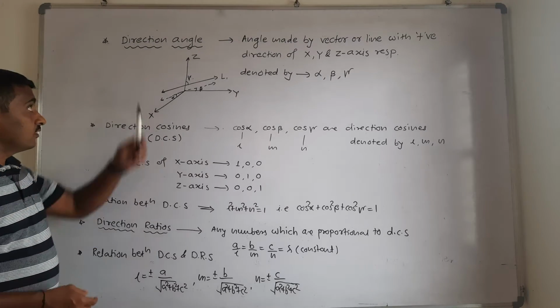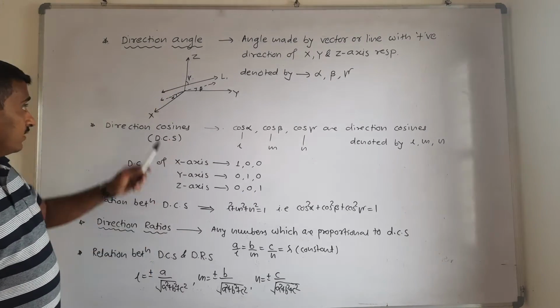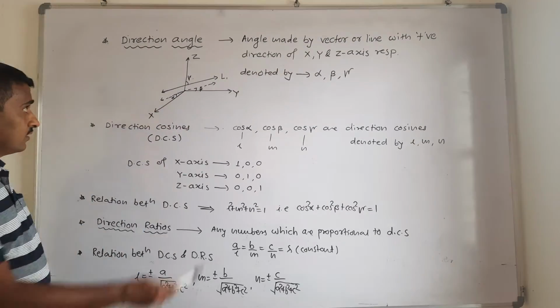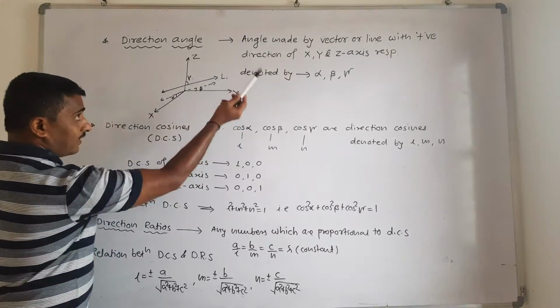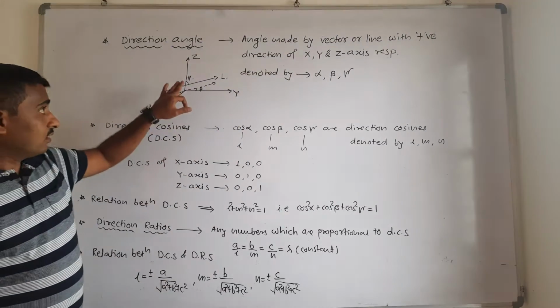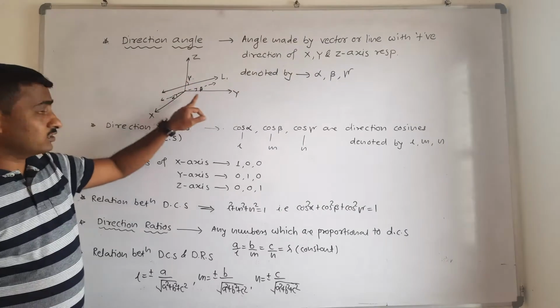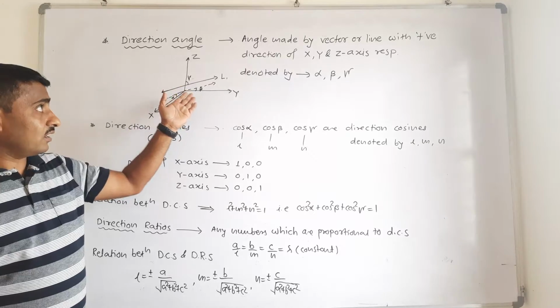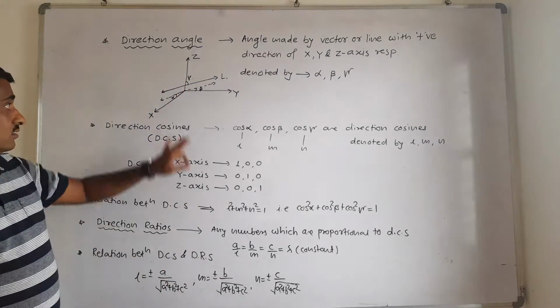Next point, direction angles. Again, consider a three-dimensional space x, y, z. Then the angle made by a vector or line. Consider any line in a space. Then the angles made by this line with the positive direction of x-axis, y-axis, and z-axis are called direction angles.